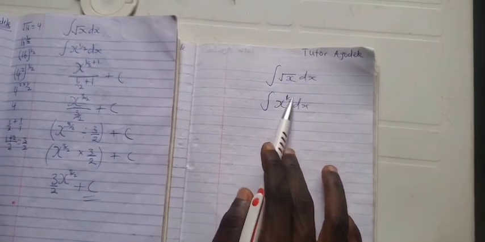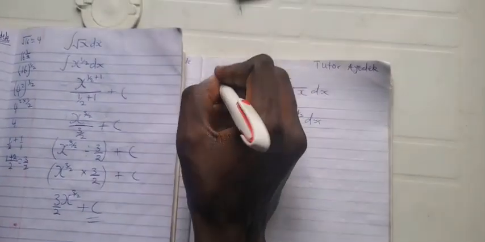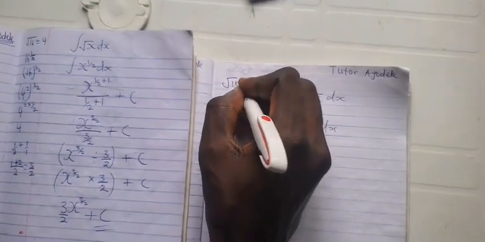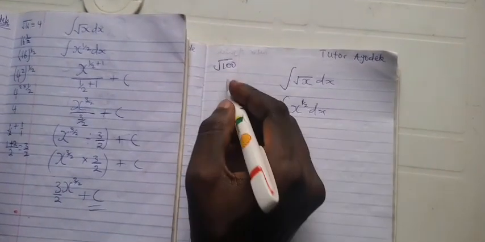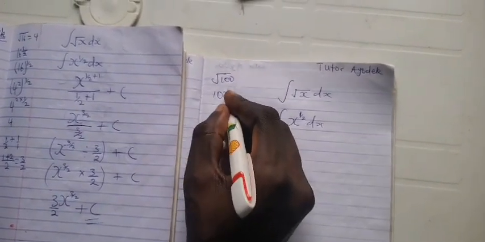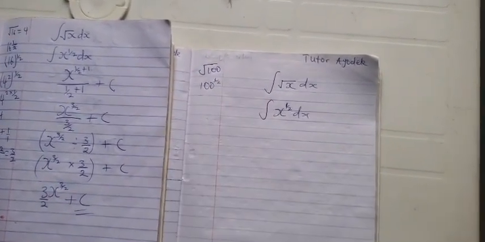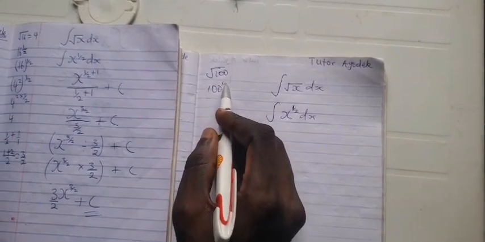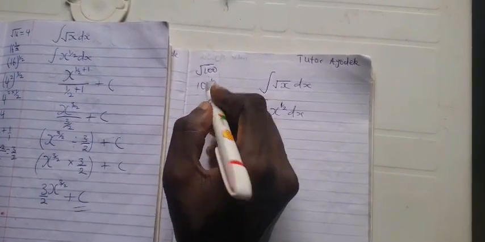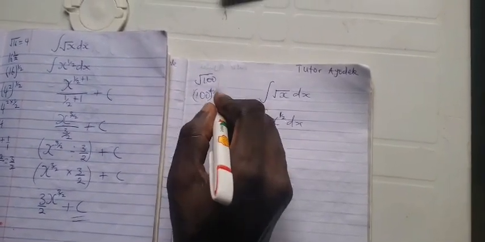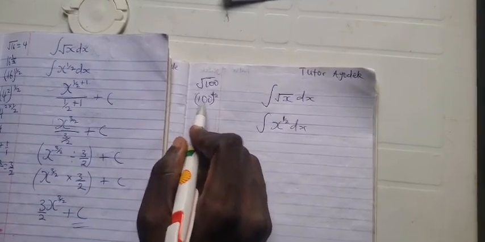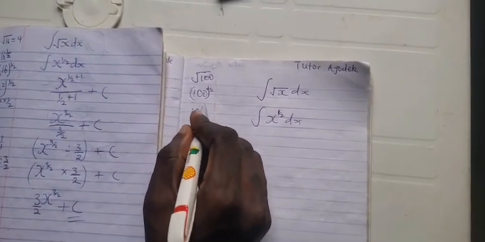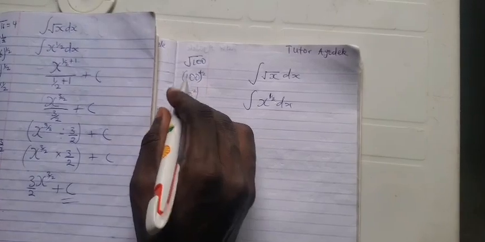This 1 over 2 is the power. Whenever you are asked to find the square root of 100, you can also write it as 100 raised to the power of what? 1 over 2. You understand? And you know this is power, right? Now you know you can write 100 as 10 raised to the power of 2. Mind you, this 10 raised to the power of 2 is the same thing as this 100.